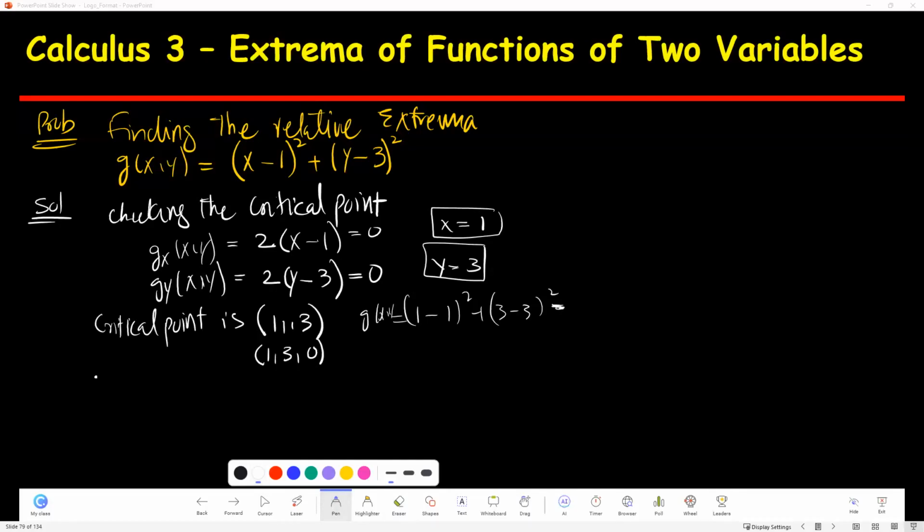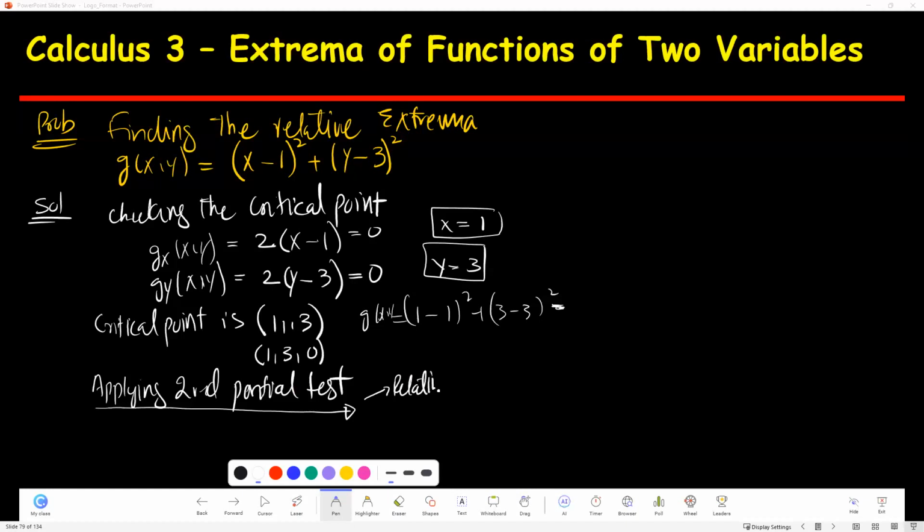So I need to apply the second derivative partial test. One thing I told you: the second partial test is a shortcut to find the saddle point. So it's not only helping me find the saddle point, it's also helping me find the relative extrema, right?